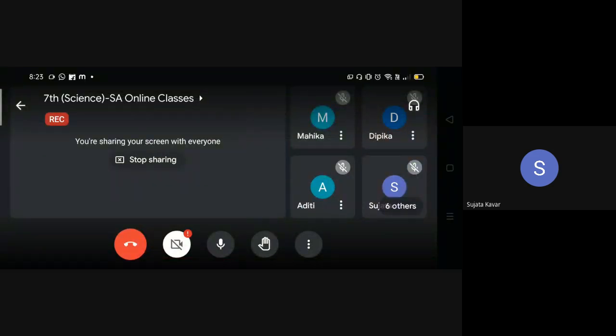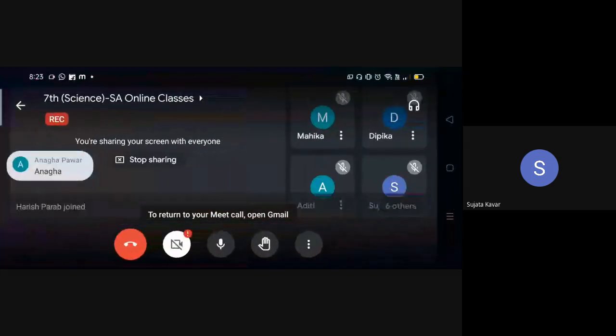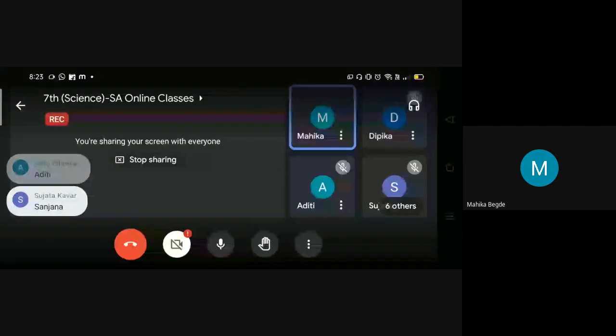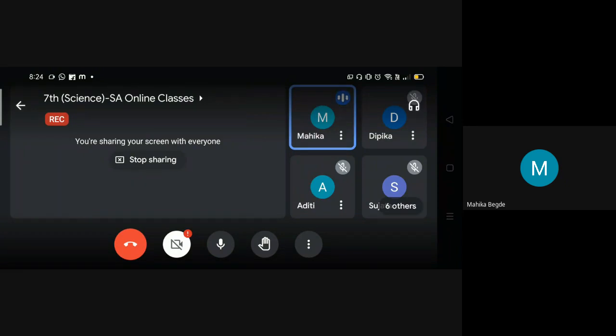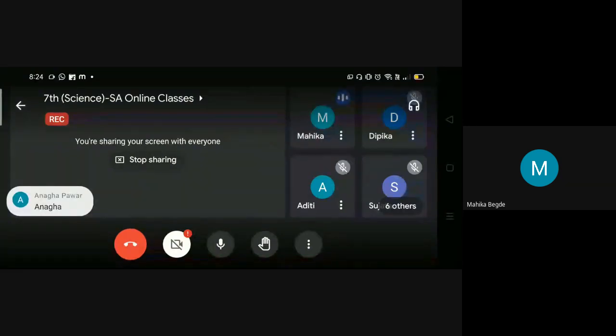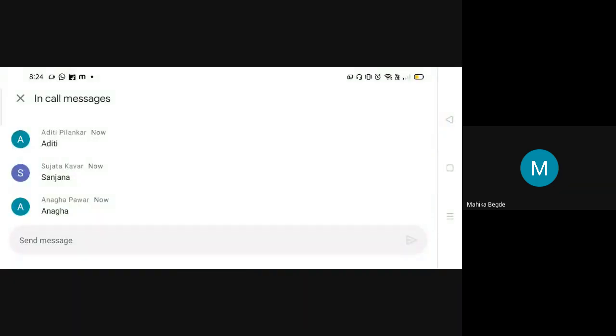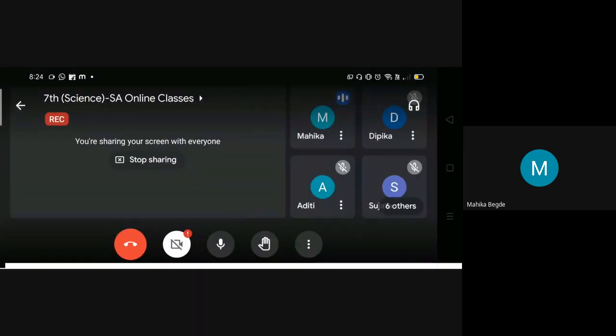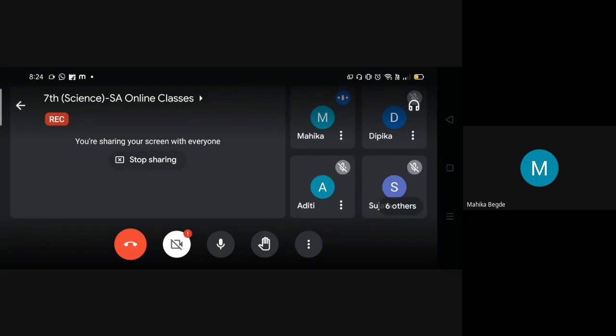Okay, good. Now, leaves of banana and mango. Yes, Mahika? Both leaves have ridges, veins and a stalk. Banana is a monocotyledonous plant. Mango is a dicotyledonous plant. Banana leaf has parallel venation. Mango leaf has reticulate venation. Okay. Anyone else with this? Anaga?